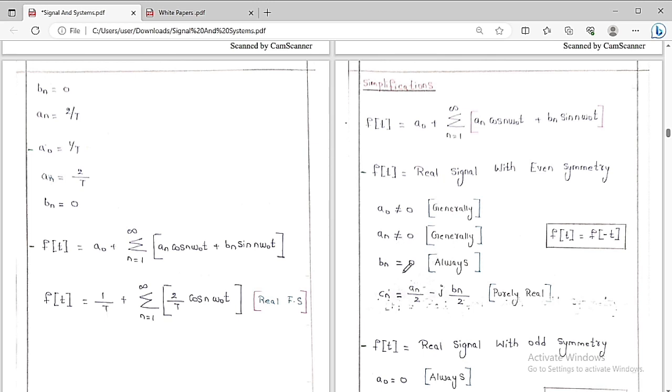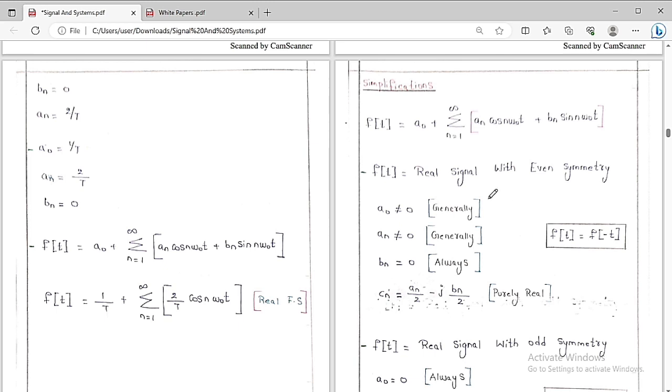Now let's go for the b n. So b n is equal to 2 by T integration over the period T of f(t) sin n omega naught t dt. As f(t) is an even signal and sin is an odd signal, the multiplication of an even signal and an odd signal is an odd signal. For an odd signal, if you do the integration over one complete time period, it is going to give you 0. Therefore b n is equal to 0 always. So b n is equal to 0 always for f(t) a real signal with even symmetry, or we can say f(t) is basically an even signal.